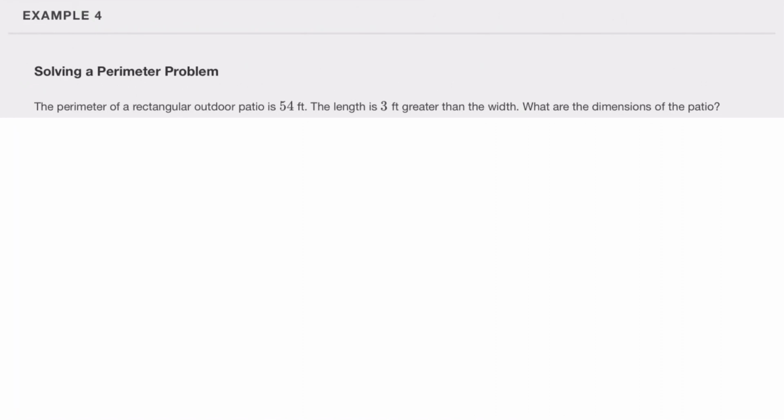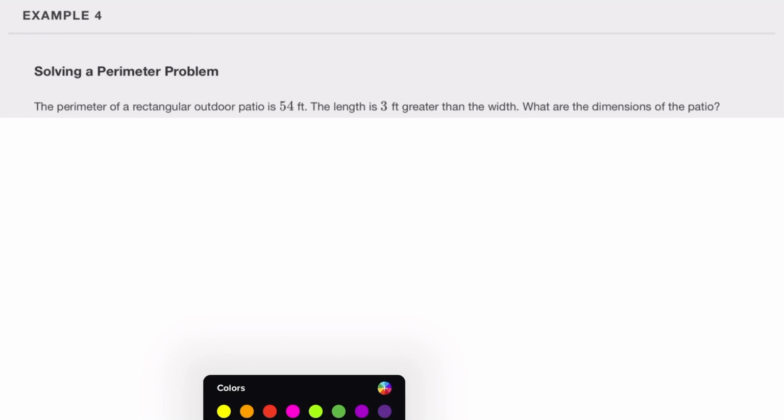So we want to look at a perimeter problem. The perimeter of a rectangular outdoor patio is 54 feet. Rectangular patio. So can we get a color? We don't have it. Oh, there it is.